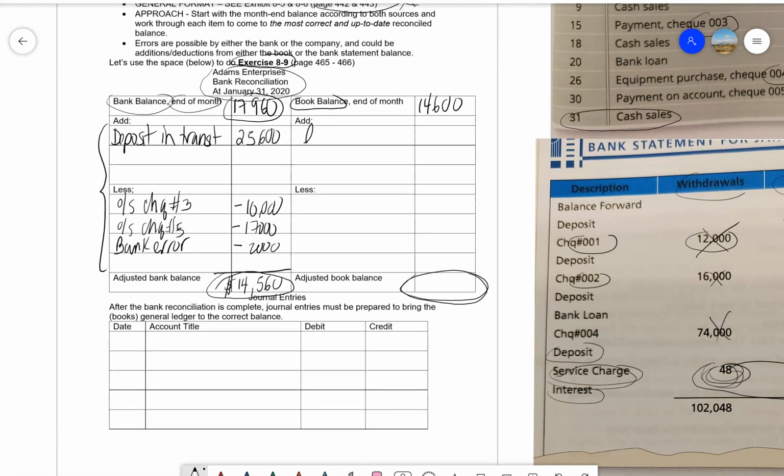So we have interest earned of $8. And now we have this service charge that we're going to have to subtract of 48. So if we work through the math, we start off with 14,600. We add 8 minus 48. We're going to get 14,560. So therefore, our bank reconciliation balances.